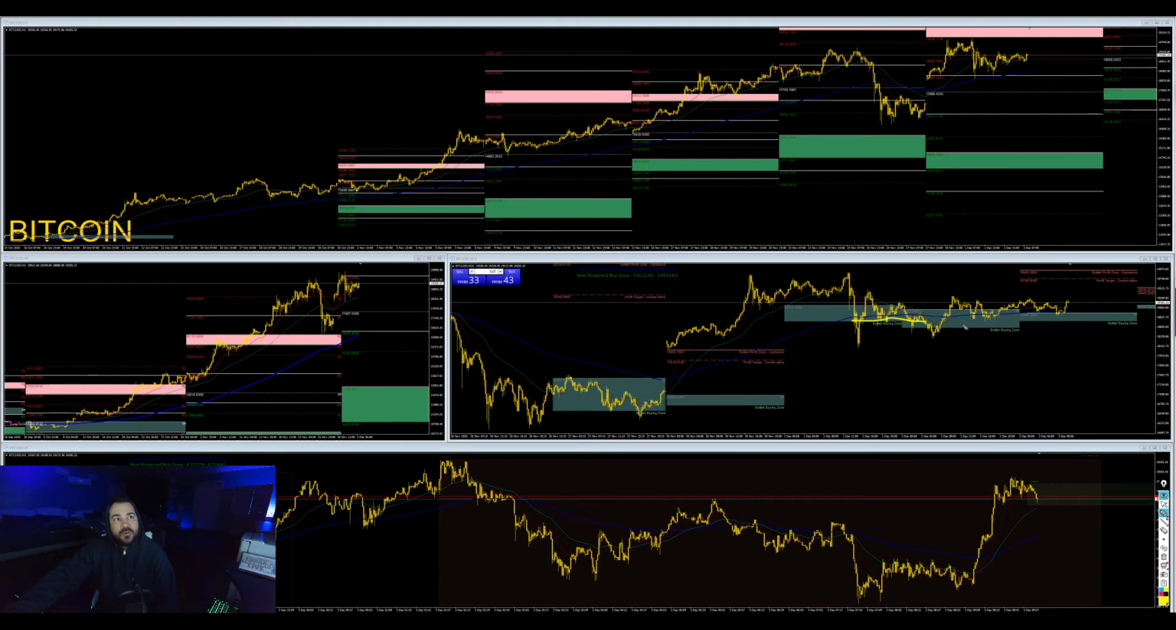It looks like reaccumulation phase. And it's still above the central pivot for the day. Can 20,000 be hit today? We'll see. It came within $35 right here. Came within $35 of 20,000.